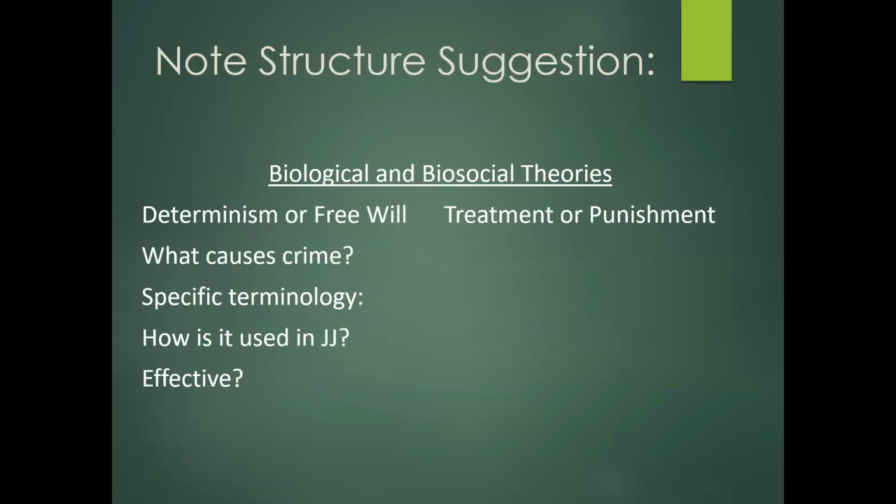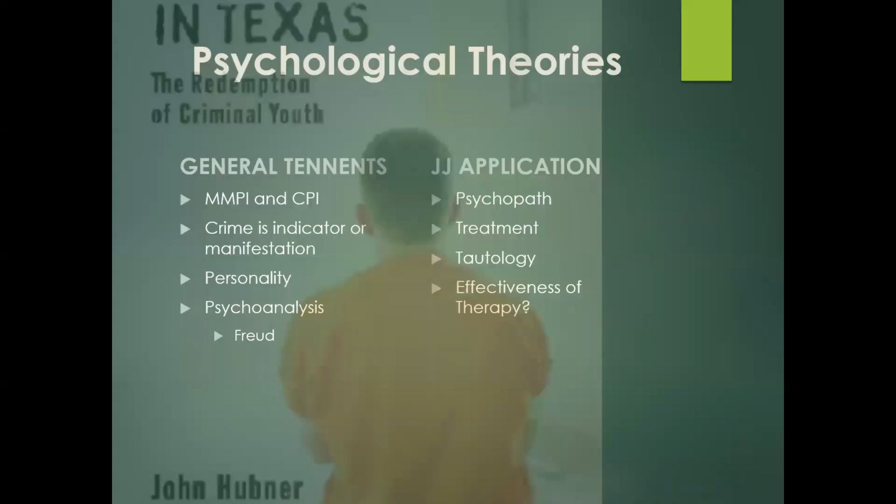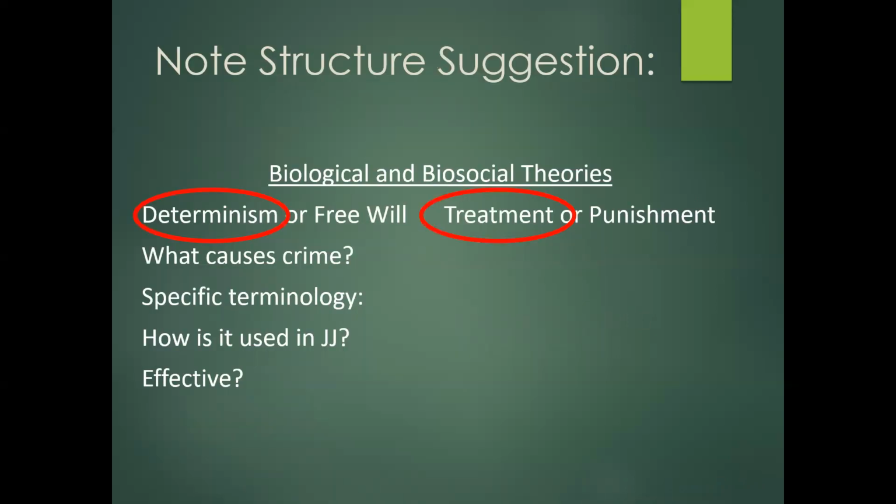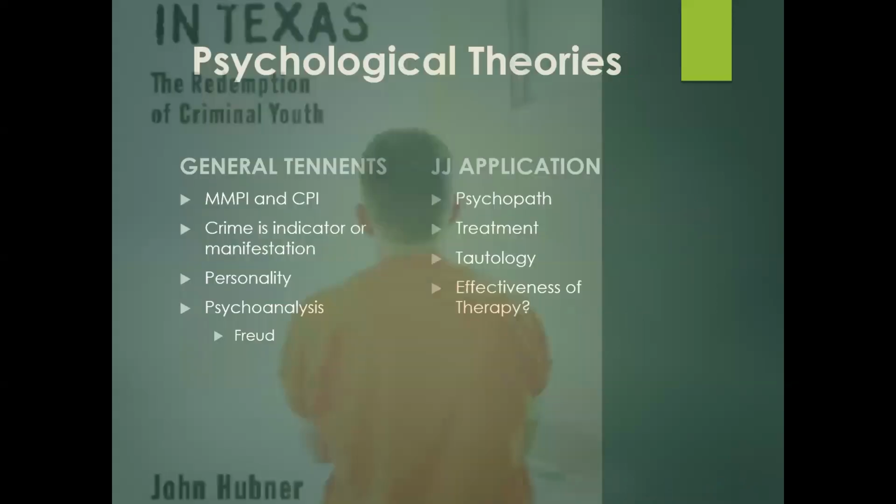So you're going to then go through the notes. Is this deterministic or is this free will? Well, this is deterministic. This is not about choice. This is about who you are. So does that make it treatment or punishment focused? A little bit of both, but mostly we're going to look at how we can intervene to make sure that's not who you are. What do they believe causes crime? You should be able to answer that. What terminology do they use? How is it used in juvenile justice?